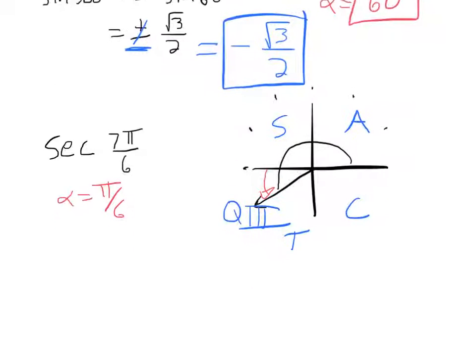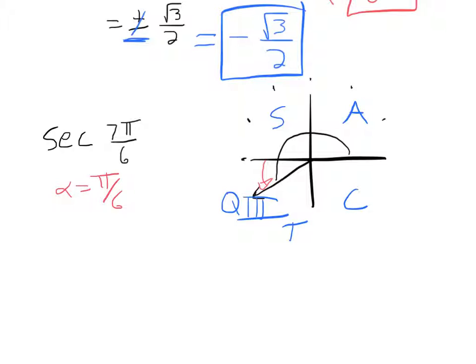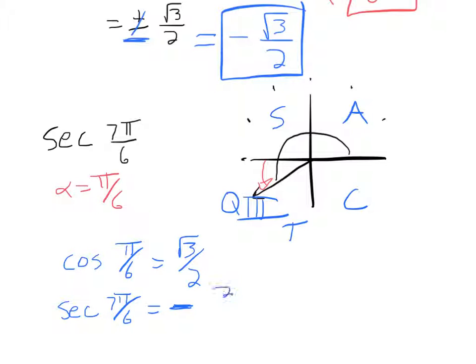Let's now go into our knowledge of cosine. What's cosine of pi sixths? Cosine of pi sixths is square root of 3 over 2. You either have that memorized or you use the little chart I just showed you. Secant of 7 pi sixths will therefore be negative 2 over square root of 3. So it's the reciprocal. You take the square root of 3 over 2 and you make the reciprocal, 2 over square root of 3. We'll rationalize that. The negative comes from that we're in quadrant 3.